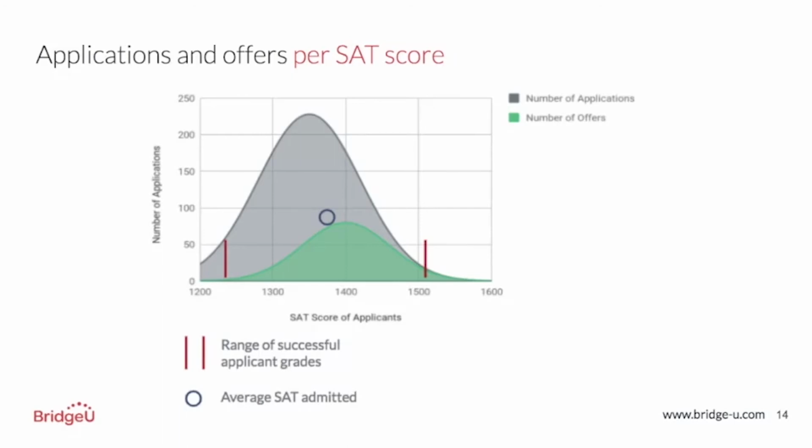But because this college has more applicants with lower SATs than 1400, Mary is actually in the top 30% of applicants to this college. So understanding where you stand versus other candidates is really important context for your application. BridgeU's matcher considers the spread of applicants both accepted and rejected to calculate the most accurate chance of offer for each individual student.